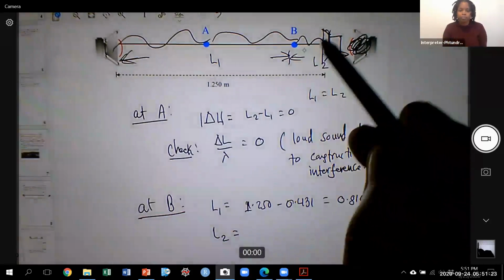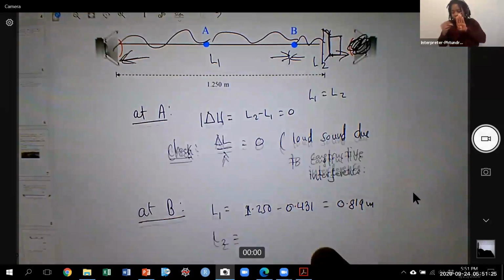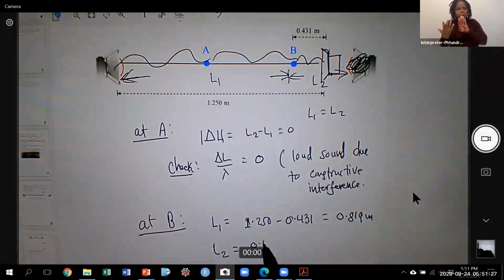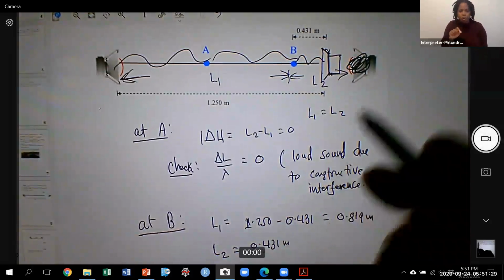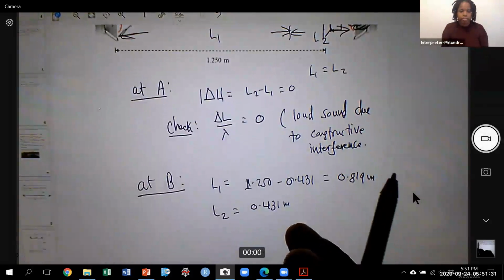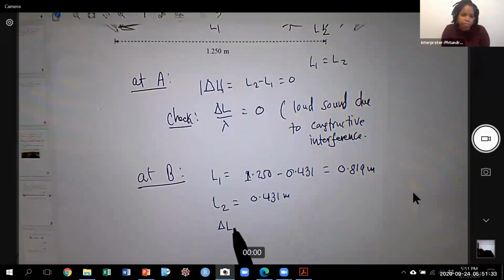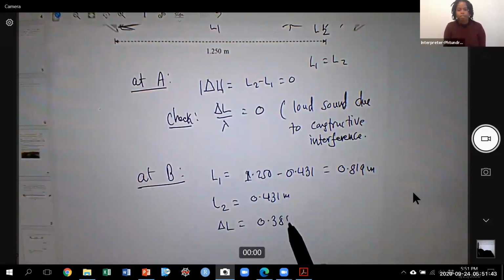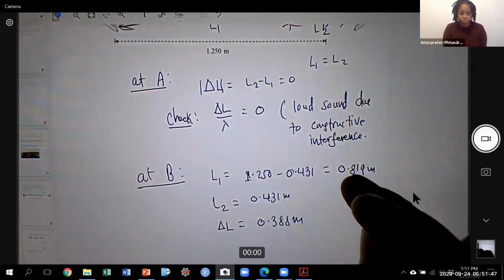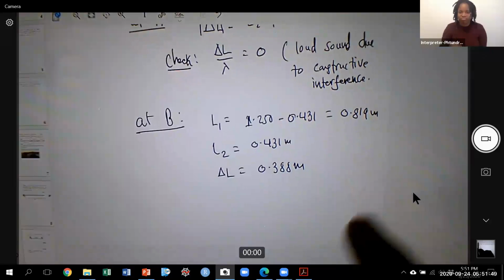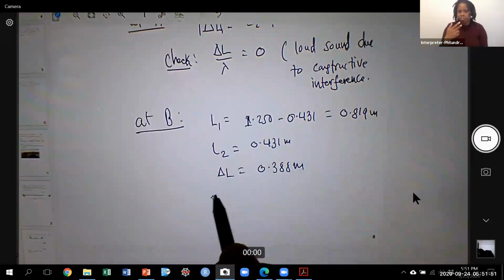L2 is just this, right? And L2 is given to you, 0.431. So path difference is just basically that. So path difference is just 0.819 minus 0.431. Just 0.388 meters, right? So that's your path difference. Now, what's the next information you need?